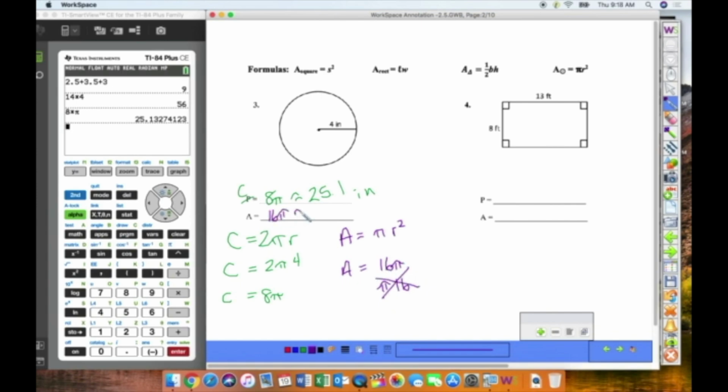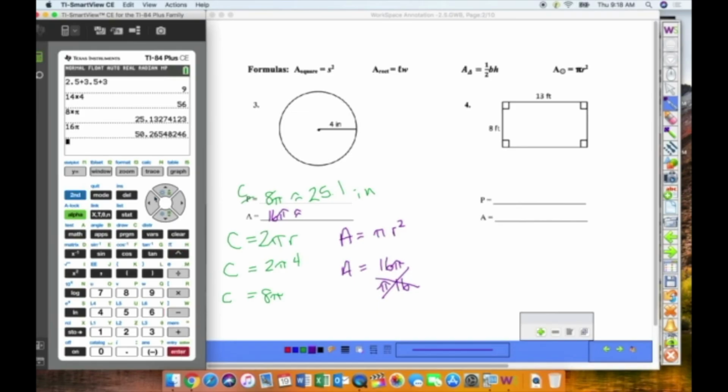And again, we'll approximate that. So 16 times pi, rounded to the nearest tenth, is about 50.3. That's what approximate symbols are. 50.3 square inches, because this is an area.